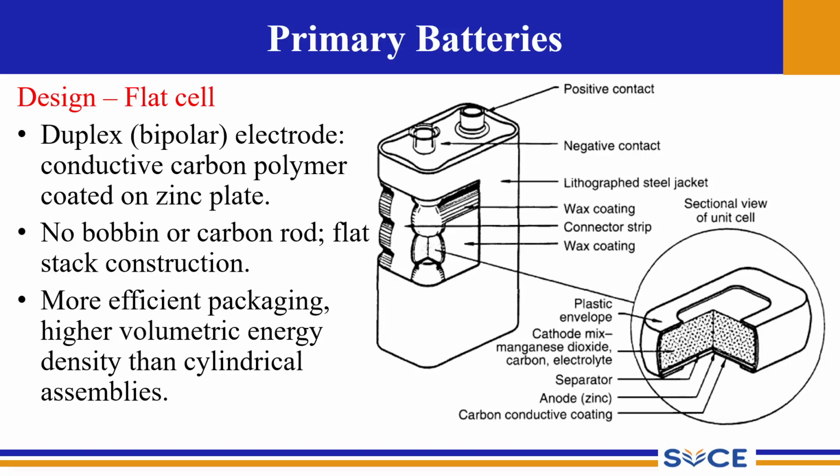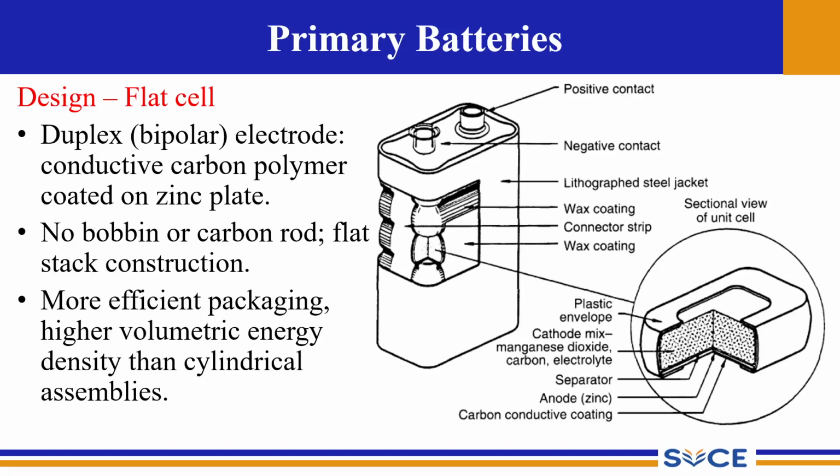So this design offered very distinct advantages, particularly in terms of efficient packaging. The key element of this flat cell design is the duplex bipolar electrode. This is constructed by coating or laminating a conductive carbon polymer directly onto one side of the zinc plate. This layer serves a critical dual function. It acts as a negative electrode for one cell in a multi-cell battery and simultaneously as a positive current collector for the adjacent cell in the stack.